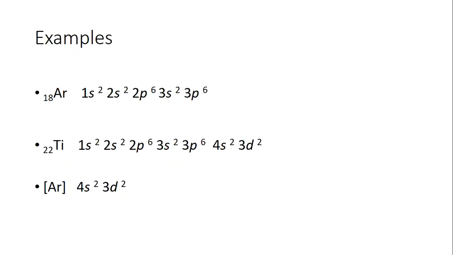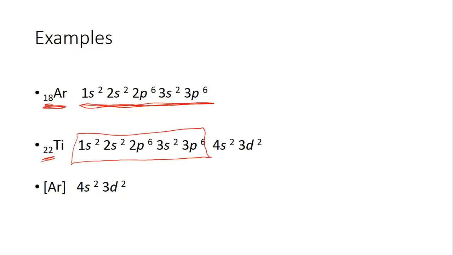Now, another thing you might notice, you can write shorthand on these, and you don't have to do this if this is too confusing to you. You can always just write everything out. But you see how the noble gas argon is 1s2, 2s2, 2p6, 3s2, 3p6. Now, titanium, which comes after argon, is number 22, which is after 18. It has everything that argon has in it, right? That's the exact same thing as argon, so we can call this argon plus a 4s2, 3d2.